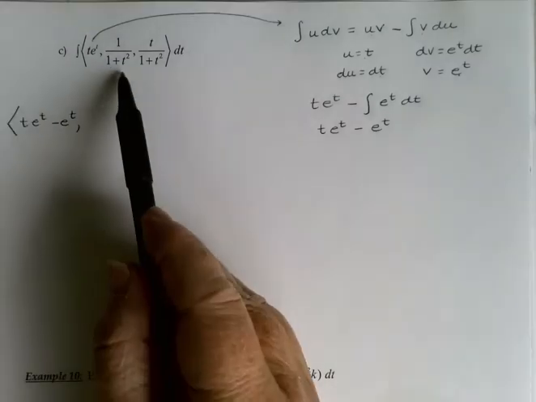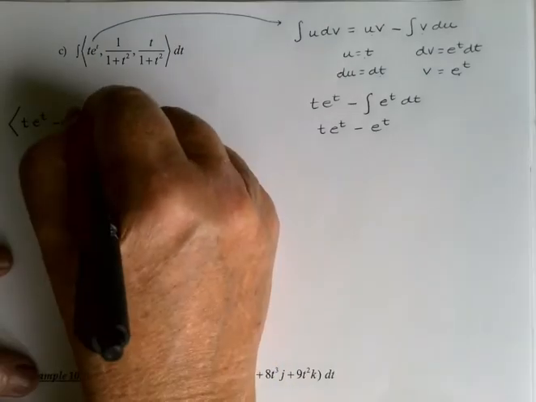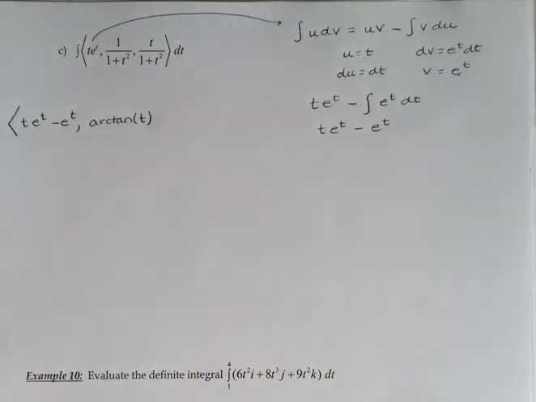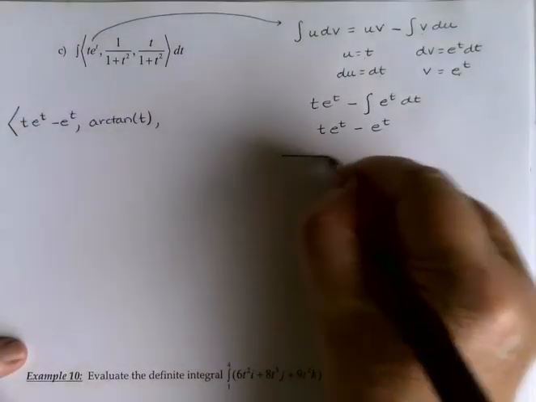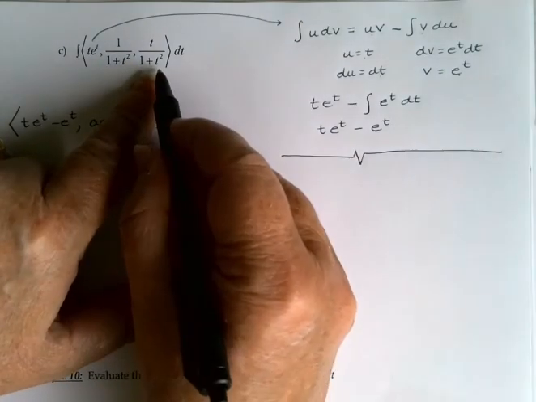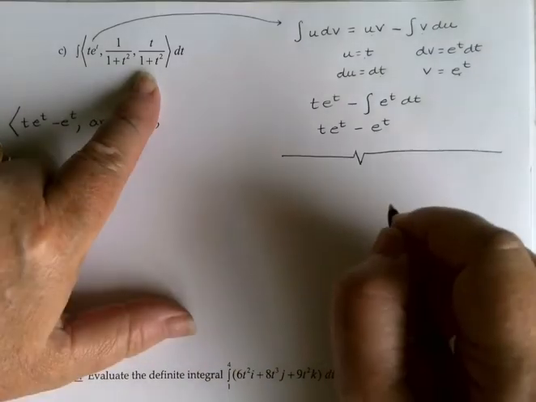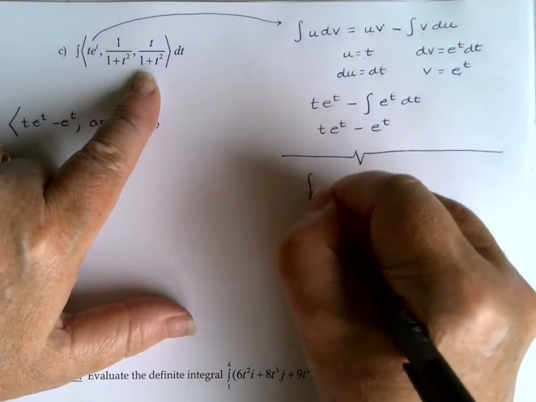The second term is just a standard antiderivative. That's your arctangent. So in this case, arctangent of t. And then this third one, I'm going to notice that the derivative of the denominator is actually the numerator. So I think I'm going to want to use substitution on that one. Let's go ahead and write it out because it's more than just a constant.